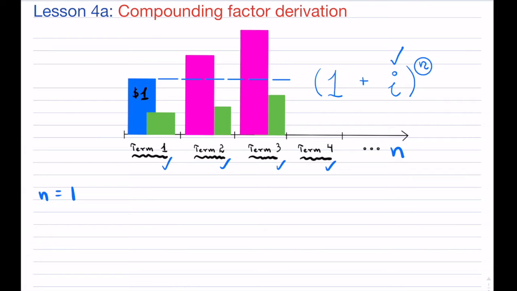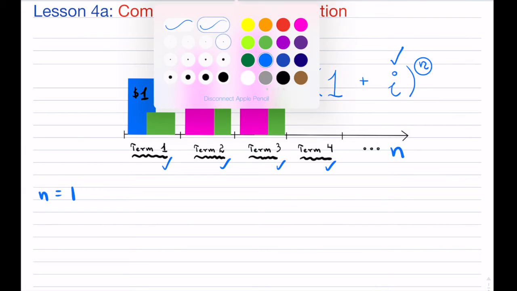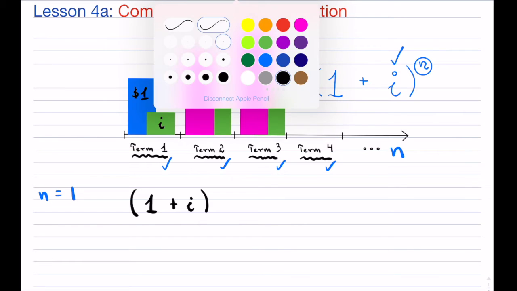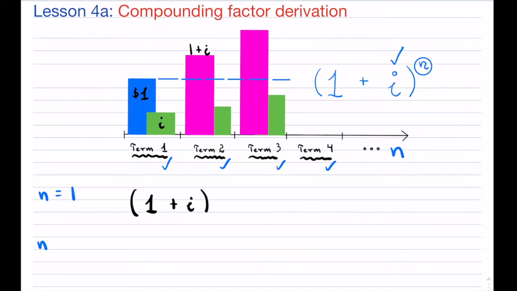Well, since we started with $1 and we have grown an interest of I, then at the end of term 1 or at the start of term 2, we would basically have $1 plus our I. That's all that we would have. And that would be right here. So 1 plus I, that's for n is equal to 1. Now, let's see what happens if n is equal to 2.